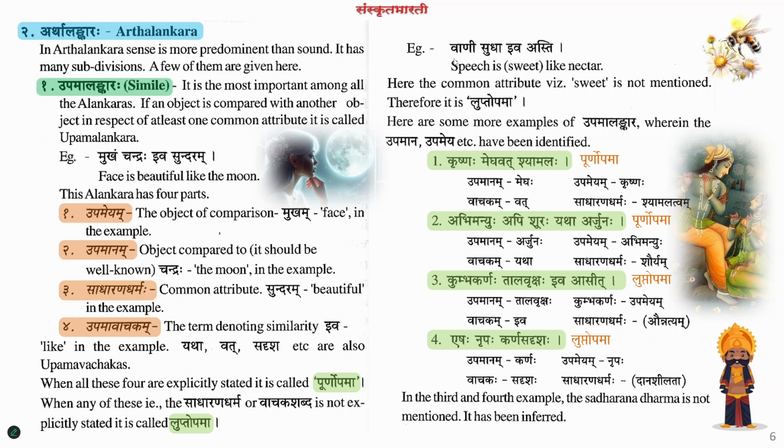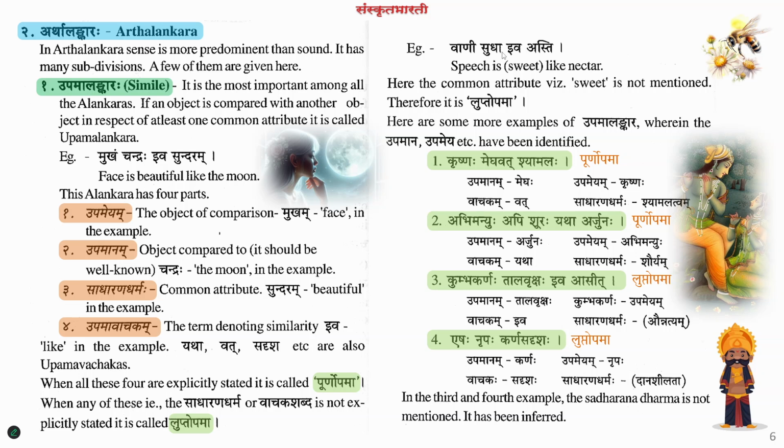Vani Sudha Iva Asti. Speech is sweet like nectar. Here Vani Shabda is the object being described, and the object to which it is compared is Sudha, which is elixir, nectar. Iva is the Vachaka, and Asti has no contribution to the Sadharana Dharma. So what is the Sadharana Dharma? We can know it is Madhuram, something like that, but it is not mentioned, it is not required.